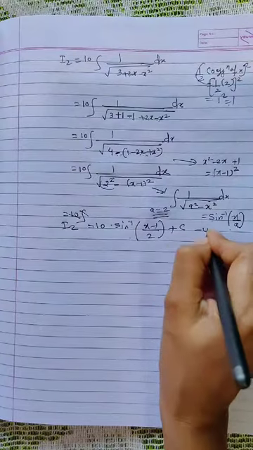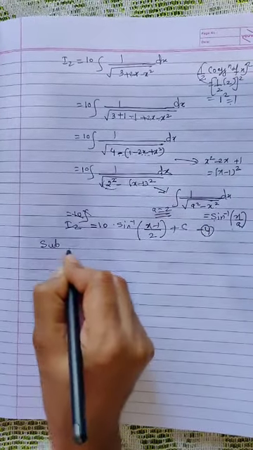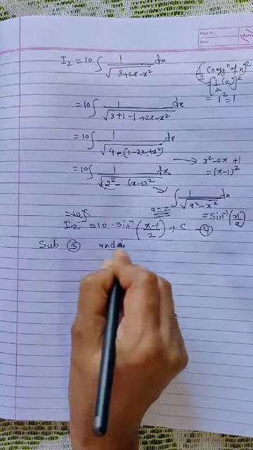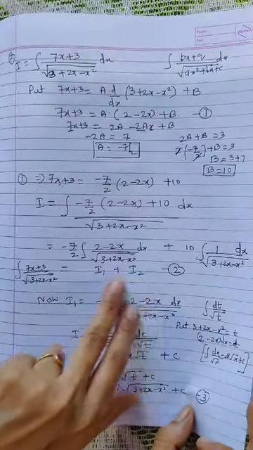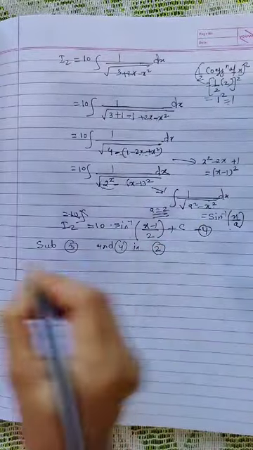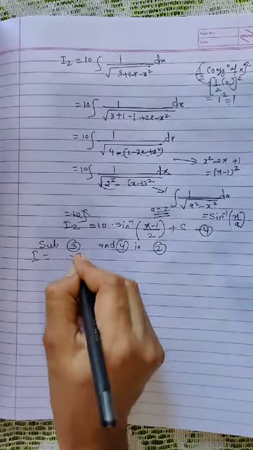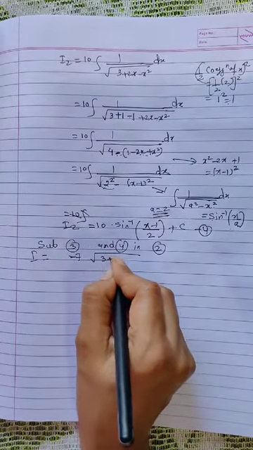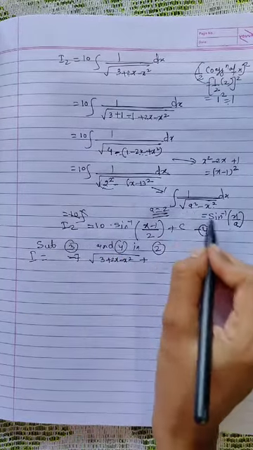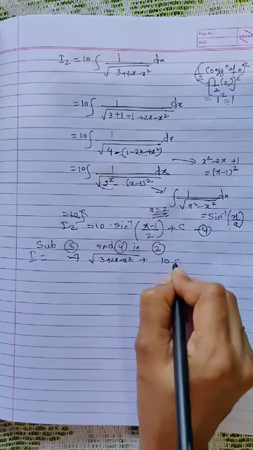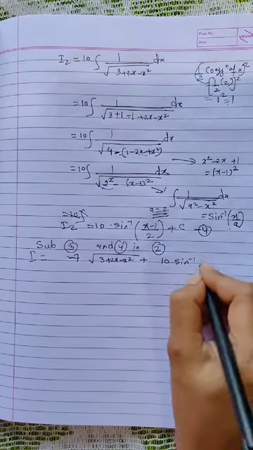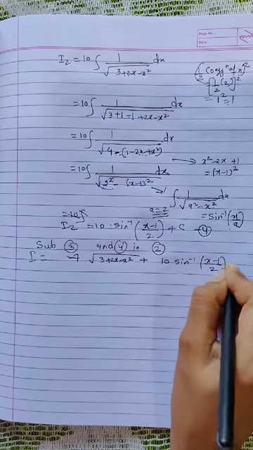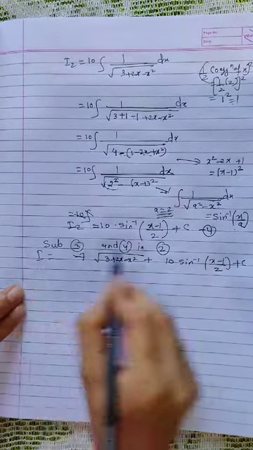Okay students, so this is your equation 3, this is equation 4. So substituting 3 and 4, I have taken 2 here, I1 plus I2, so that your I will become I1. So I1 is minus 7 under root of 3 plus 2x minus x square. I2 is 10 sine inverse of x minus 1 by 2 plus c. So in this way, this is your I.